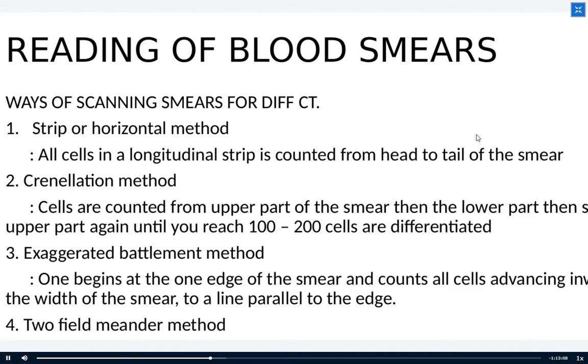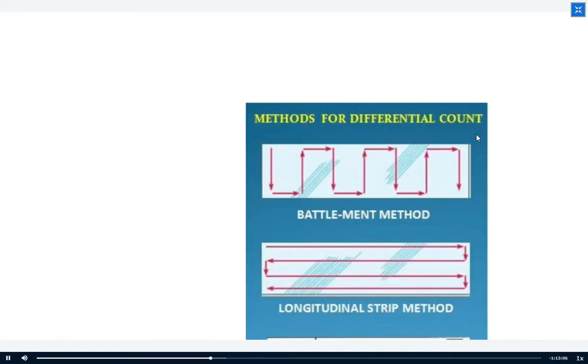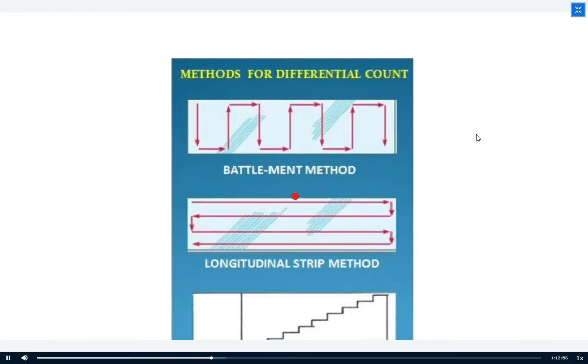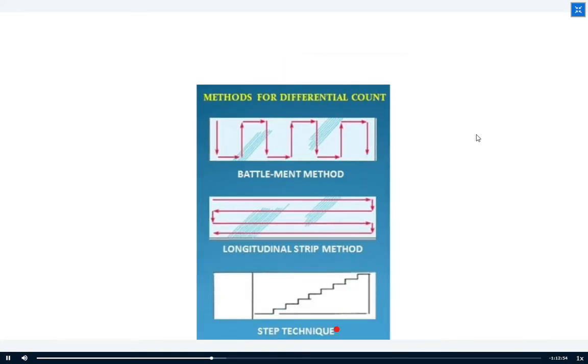None. Okay. So this is the picture class. So yun yung battlement method, yung longitudinal or yung horizontal method. Yung step technique din naman namin ito ginagawa. So these are examples lang class of your differential count, the ways of reading your smear.